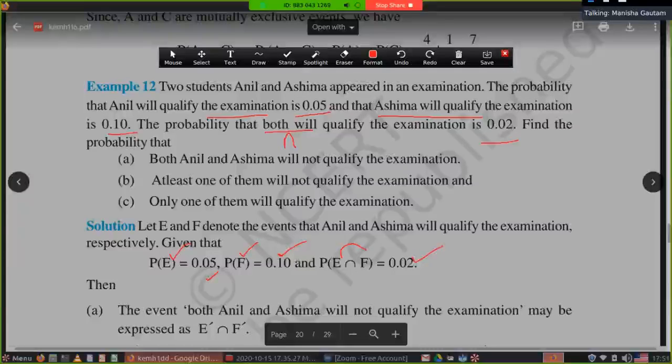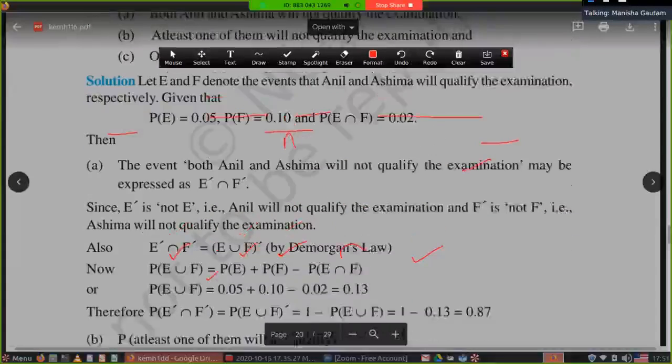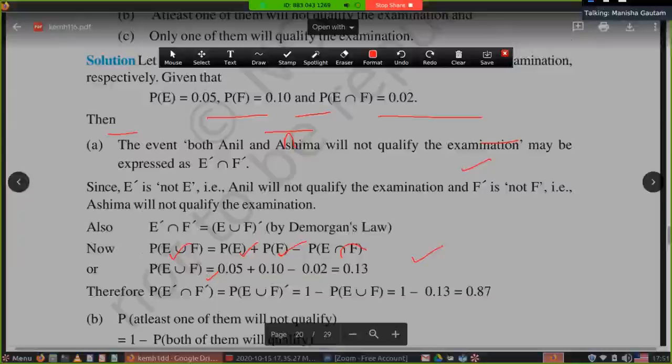Now what we have to find out: Anil and Ashima will both not qualify the exam. Both will not qualify means E naught intersection F naught. So we have to calculate the probability of E naught intersection F naught. Here we will use De Morgan's law: E complement intersection F complement is equal to the complement of E union F. This is De Morgan's law. You can replace it by this one.